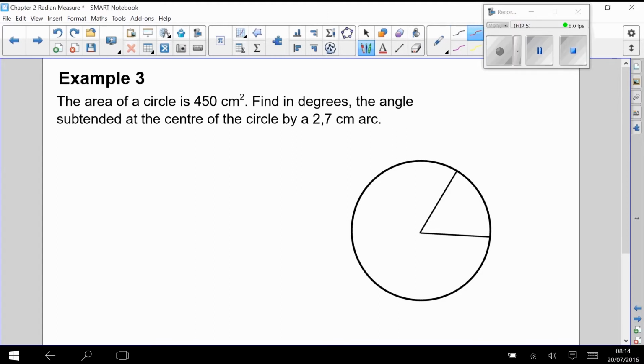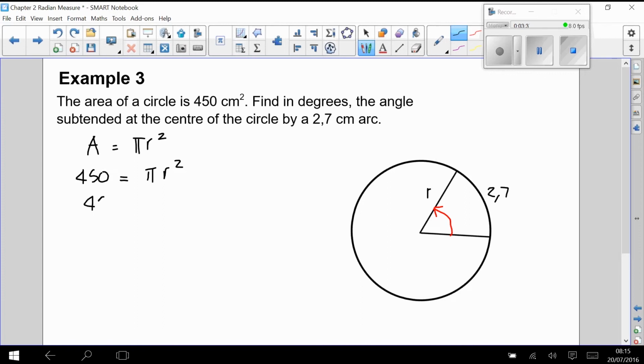In example number 3, I'm asked to find the angle at the center of the circle, and so it's this angle over here. But I'm not given sufficient information to find this, even though I have that the arc length is going to be 2,7 centimeters. I cannot find that angle because what I'm missing is my radius. But they give me the area of the whole circle. And we know that the area of a circle is given by the formula pi r squared.